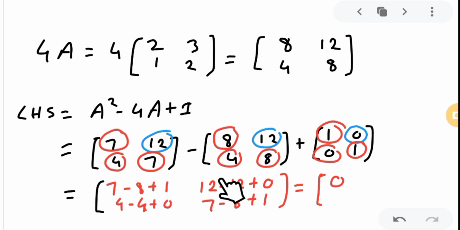Similarly, 12 minus 12 plus 0. So 12 plus 0 is 12, and 12 minus 12 will be 0 only. Correct. So this will also be 0. And this 4 minus 4 is 0, plus 0, 0 only. Here also 7 minus 8 plus 1. So 7 plus 1 is 8, and 8 minus 8 will be 0. So I got 0. So LHS is nothing but 0, 0, 0.